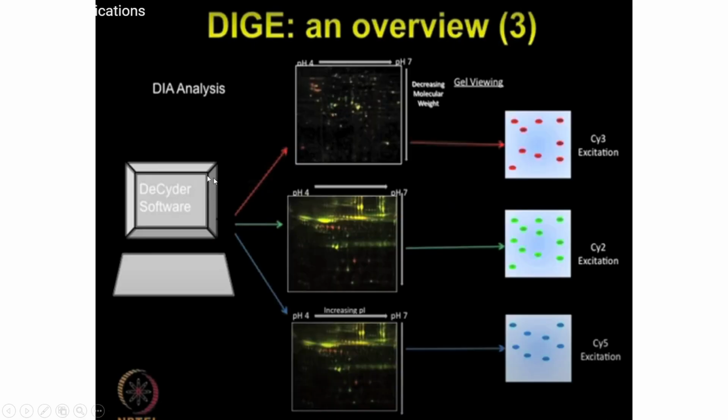Once you have the image, this is how the real images look, and you can do the analysis. By analysis you can understand which proteins are overexpressed and which proteins are not present in one of the samples, control or disease. All those proteins in the control and disease samples should be present in your internal standard. Only then will you consider those proteins.